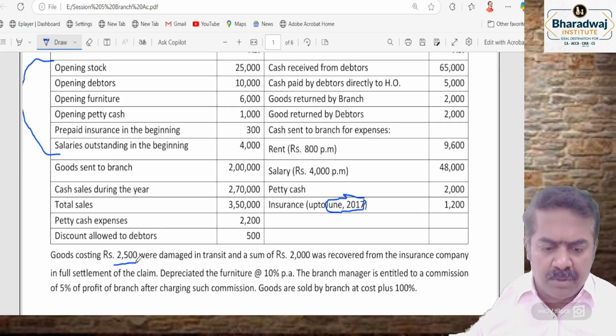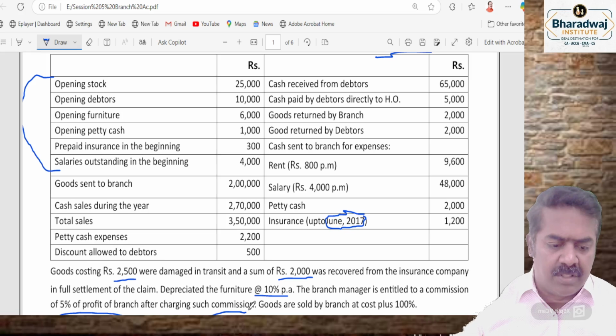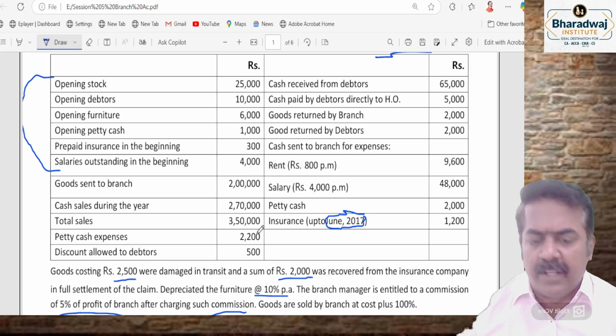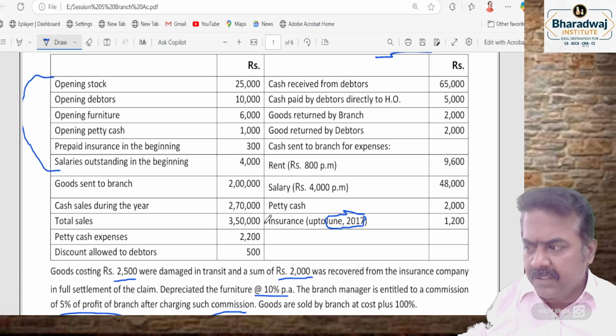Goods costing 2,500 was damaged in transit. Sum of 2,000 was recovered from the insurance company. Depreciate furniture at 10% per annum. Commission is 5% of net profit after charging commission, so 5 by 105 you have to apply on net profit. Goods are sold in the branch at what rate? Cost plus 100%.